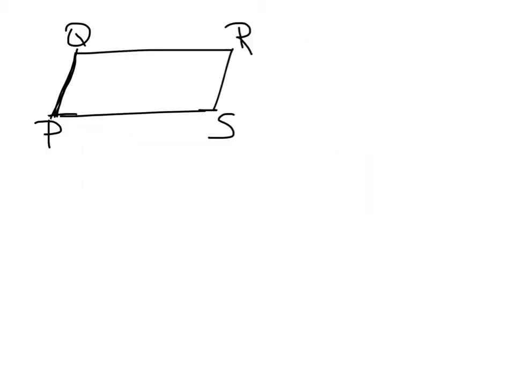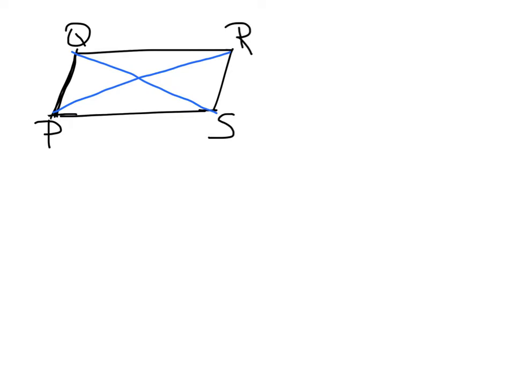Okay, let's take a look at this quadrilateral, PQRS. All right, if we draw the diagonals through there, the diagonal goes from one vertex, skips one vertex, and goes to the other. So we're going to have a diagonal that goes from P to R, and we're going to have another diagonal that goes from Q to S.